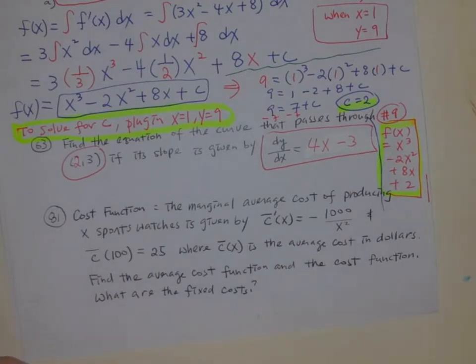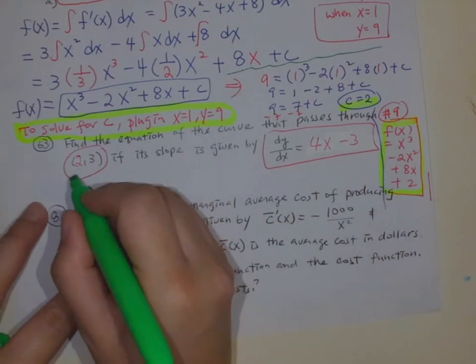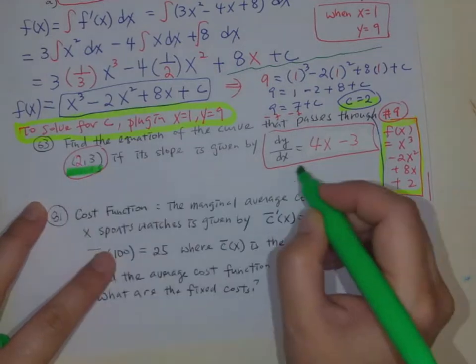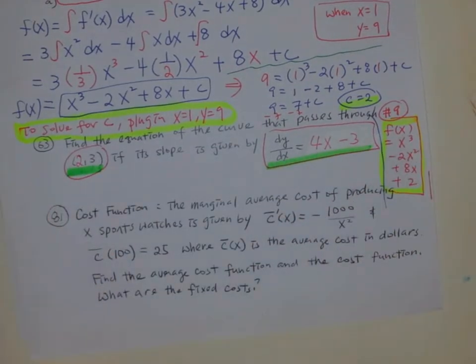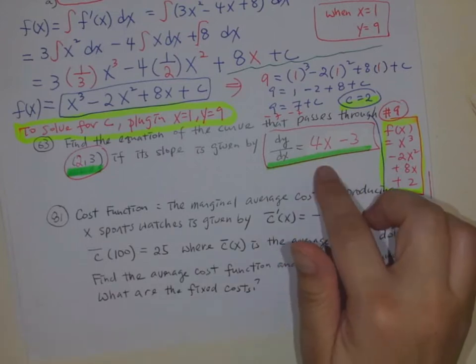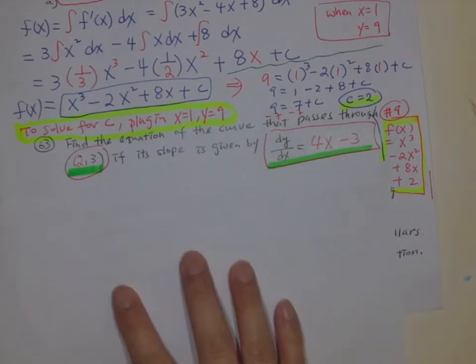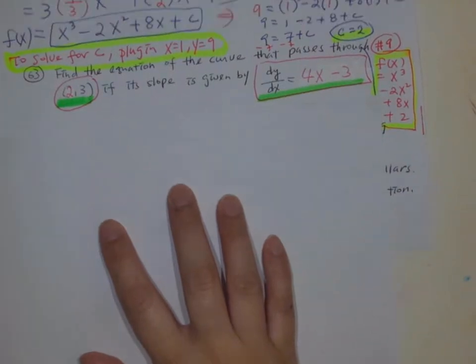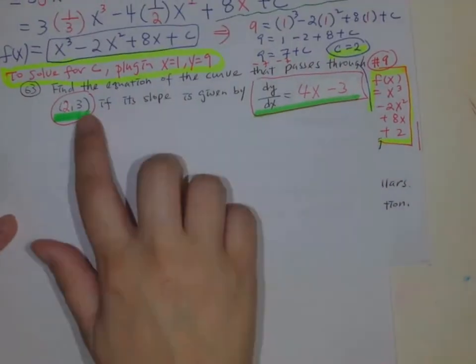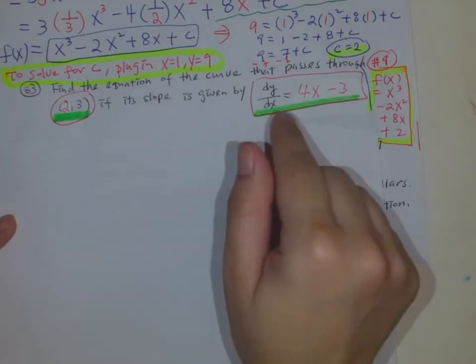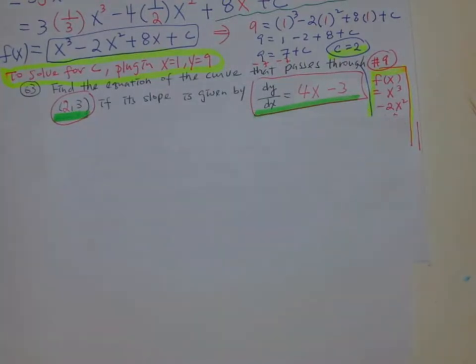We have number 63. I changed the question, so if you don't mind, could you change that for me also? I want to change the point to 2 and 3, and the function after taking the derivative is 4x minus 3. I tried to match this question with one of your homework questions. That's why we got that. You may need your own paper to do number 63. So let's look at number 63. Find the equation of the curve that passes through these points, given your f prime of x. So very similar to the question we just did.